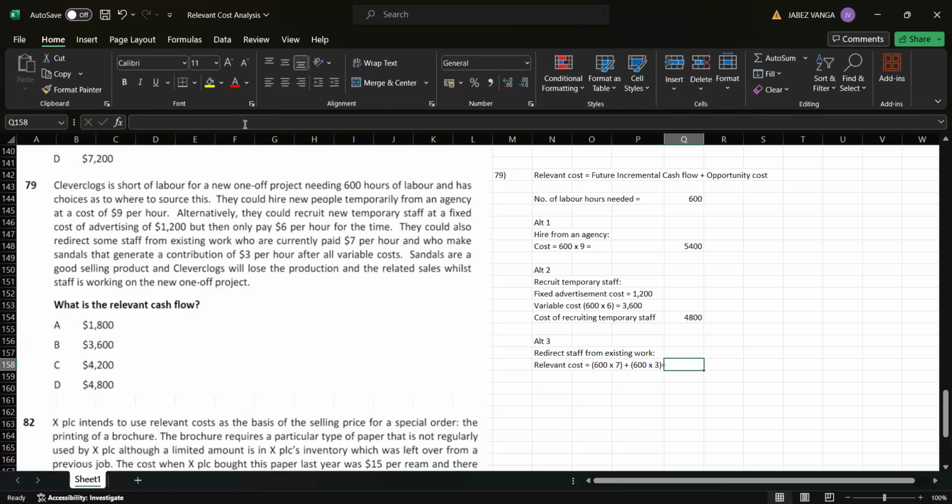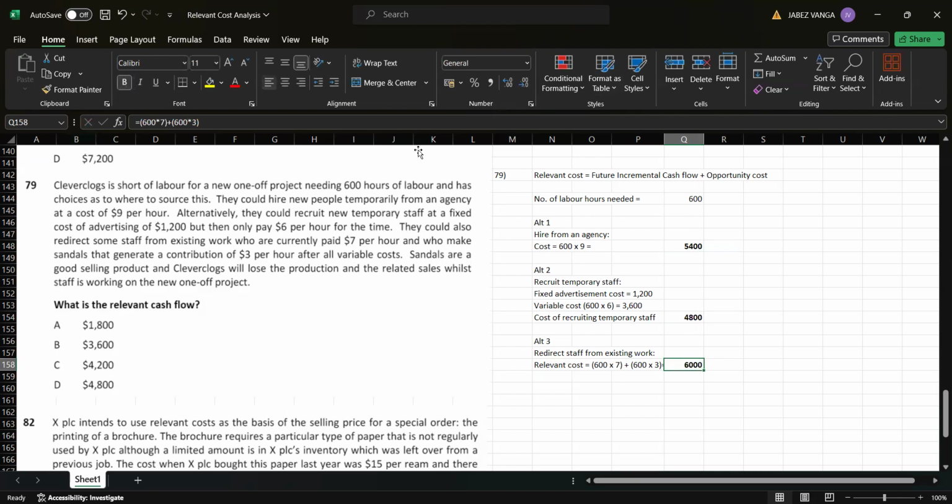So now we see the relevant cost for alternative 3 is equal to 600 paid at the rate of 7 plus 600, on all 600 hours, there's a contribution that is foregone, which is 3. So we see that there are three values. We see one is 5,400, one is 4,800, the other one is 6,000.